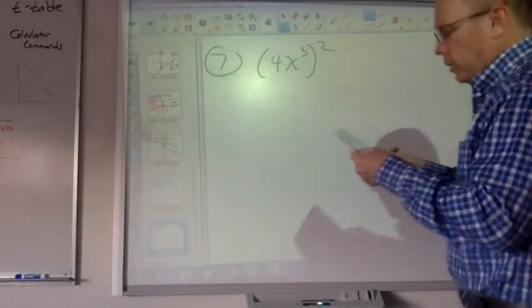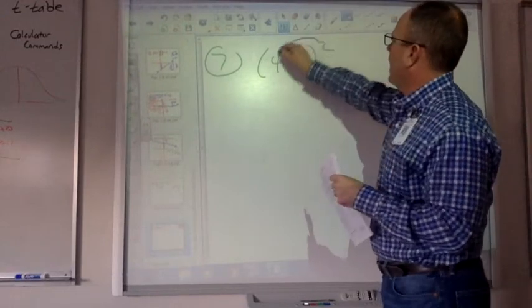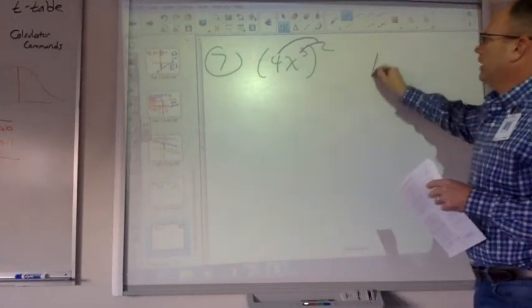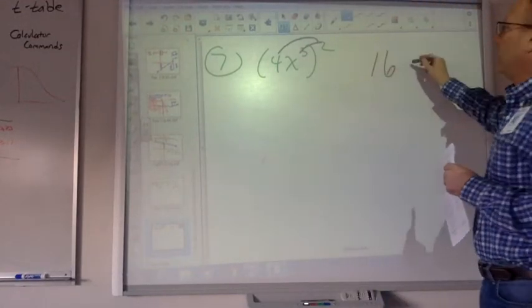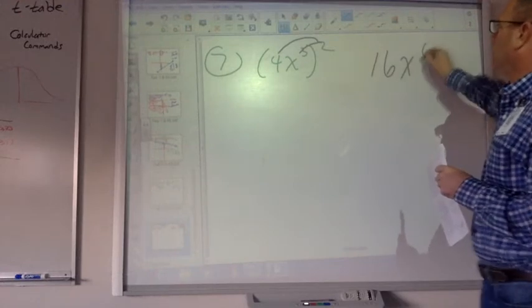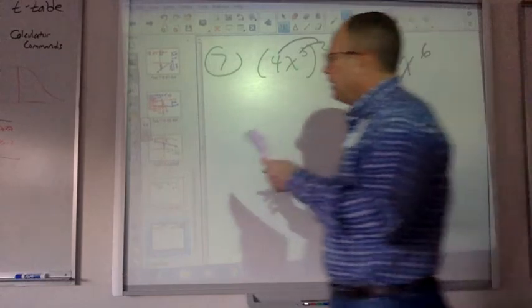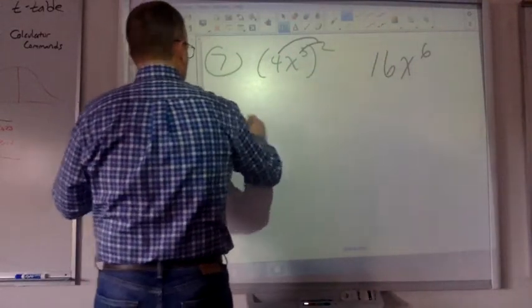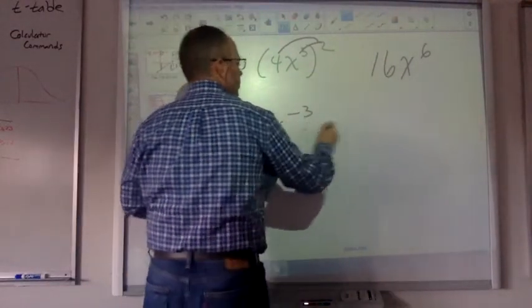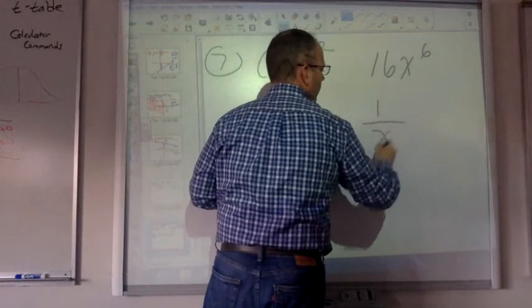All right, this next one. I need to distribute that here and here. So I'm going to get 16 because 4 squared. And then x to the 6th. Power to power, multiply the exponents. Number 8. I don't want a negative exponent. So this is going to move straight down.